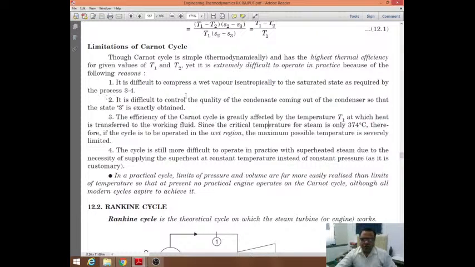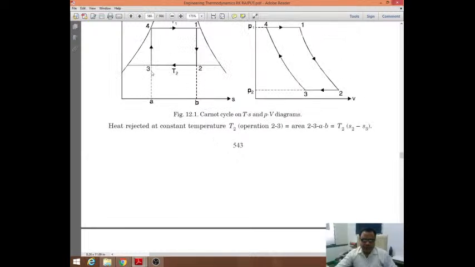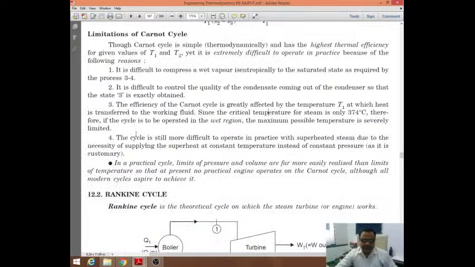It is difficult to control the quality of the steam at the exit of the condenser, so that the steam state can be exactly obtained. We have to terminate the process of condensation exactly at point 3 so that we can reach point 4 isentropically, and that termination is very difficult.